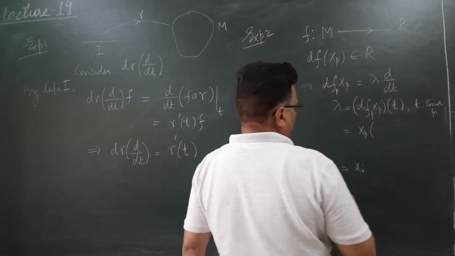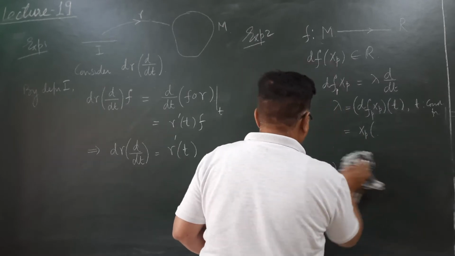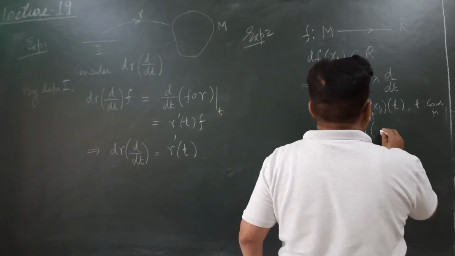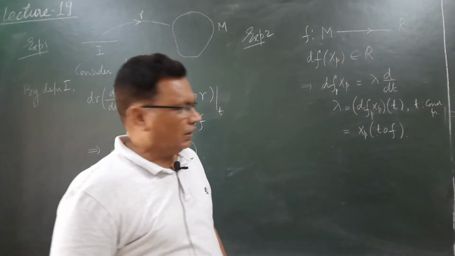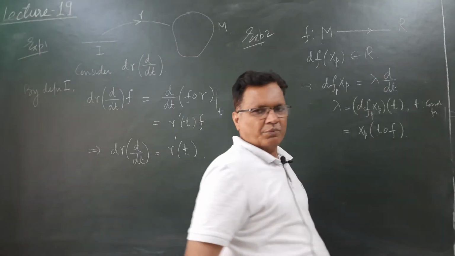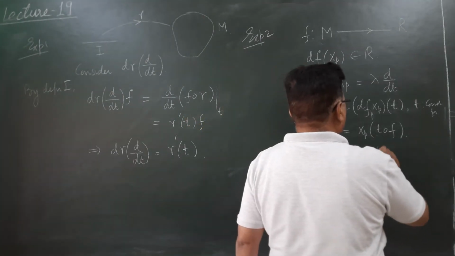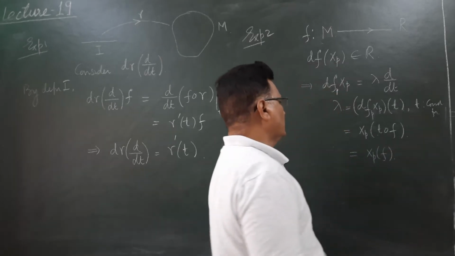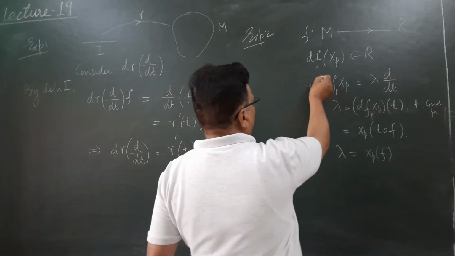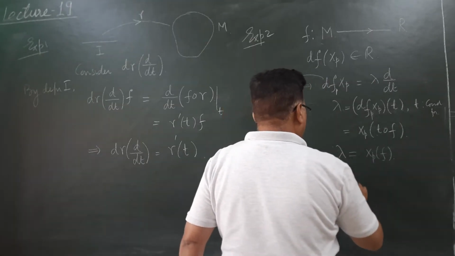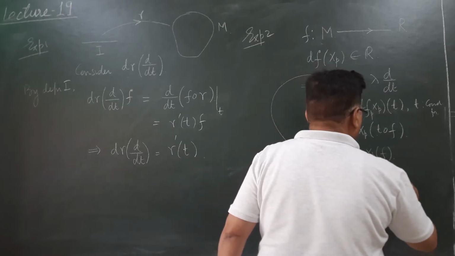So this is what? Xp operating on t composition f. अब आइडेंटिटी के साथ किसी फंक्शन को कंपोज करिए तो यू विल गेट द सेम फंक्शन f. सो दिस विल गिव यू Xp ऑपरेटिंग ऑन f. सो दिस इज योर लैम्डा. सो व्हाट फॉलोज फ्रॉम हियर इज दैट dfp Xp is equal to Xpf into d/dt.